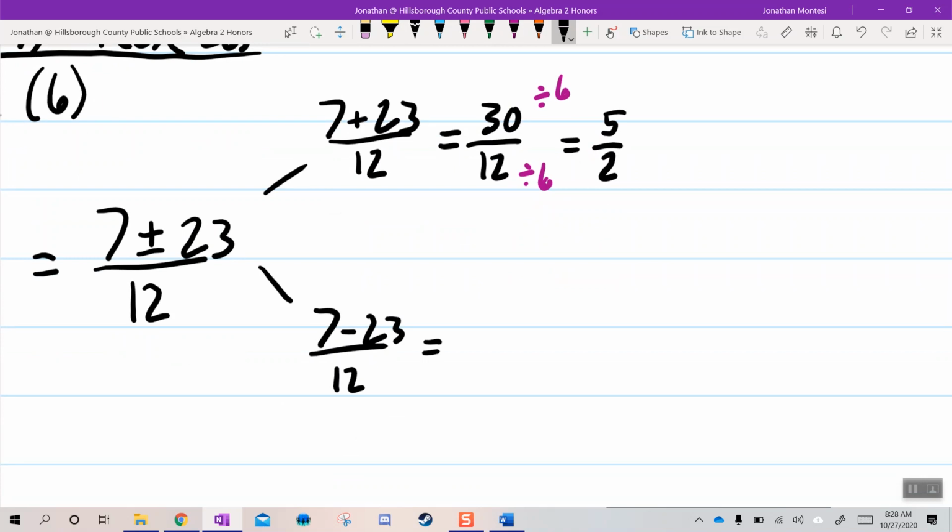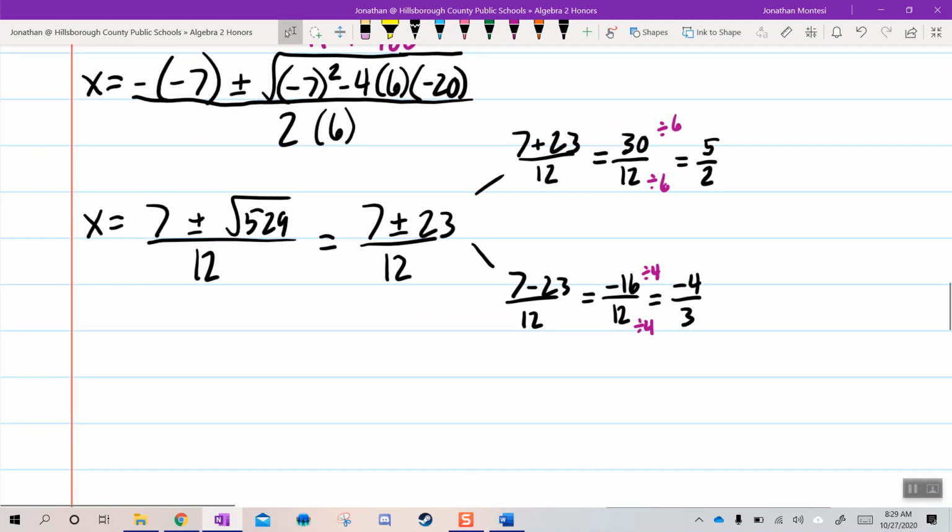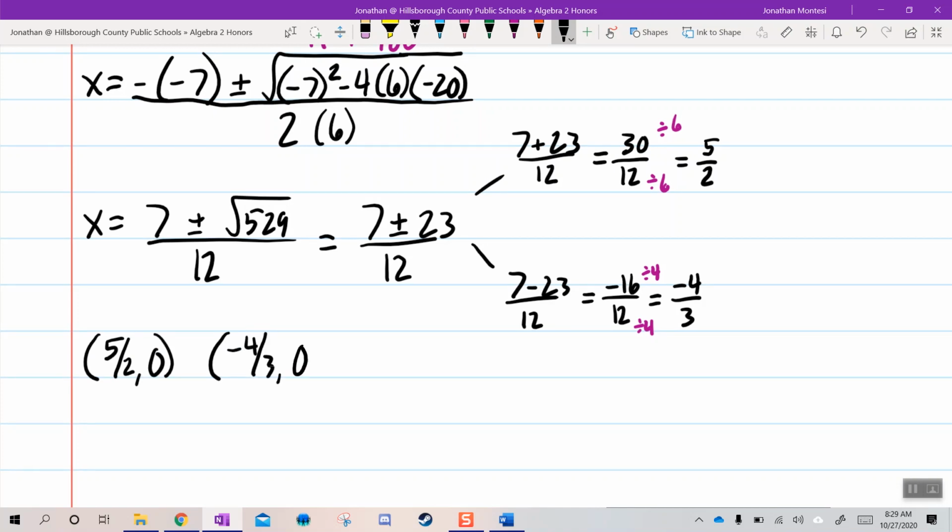The other one, let's see what we get. 7 minus 23 should be negative 16, yes, over 12. Simplify that. Those can both be divided by 4. Negative 4 over 3. Now, I don't want you to leave these like this. Don't write x equals 5/2 and x equals negative 4/3. These are x-intercepts. This is (5/2, 0) and (negative 4/3, 0), just like when you were factoring. There we go. Well, I suppose we kept it as x equals when we factored, but that's okay.